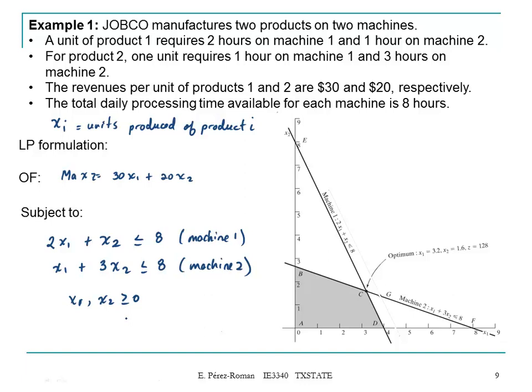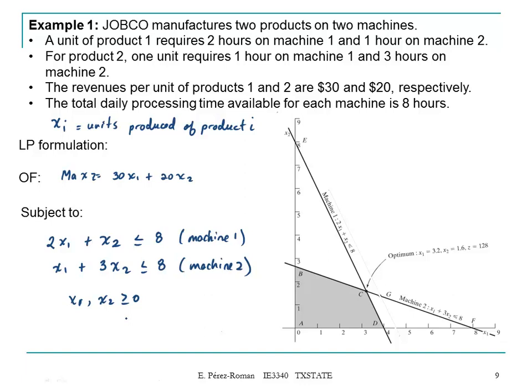Okay, so we are trying to maximize our profit, and we want to use our resources in the optimal way so we can maximize our revenue. Is that clear? Okay, that's what we're trying to do here. We have two constraints, one for each machine. We know how many hours we have available for each machine, and we are trying to maximize the profit.